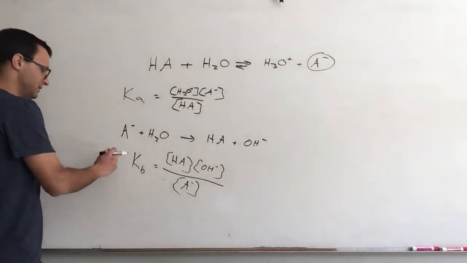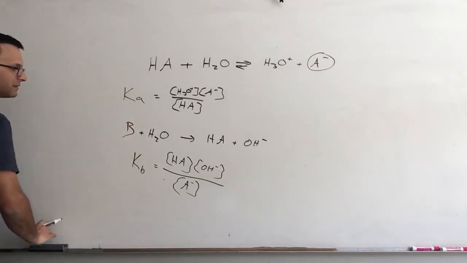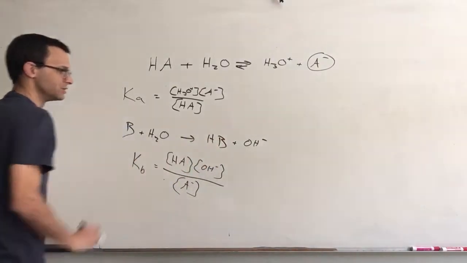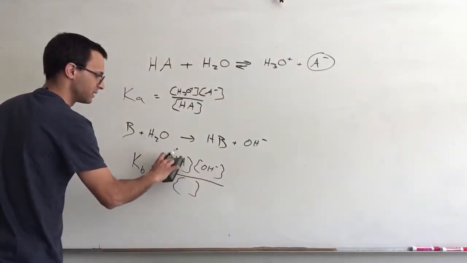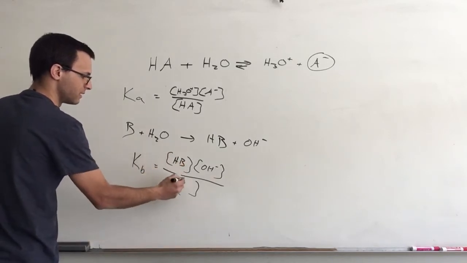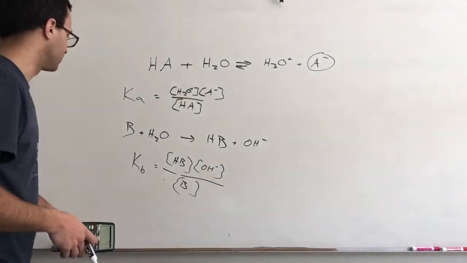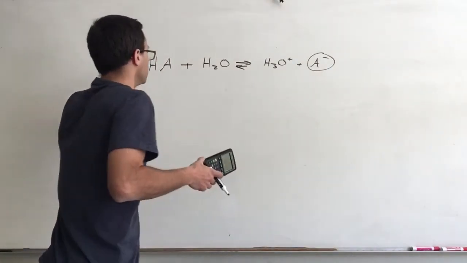You could also write this, for instance, as some base that is going to grab a hydrogen, and sometimes you can see it written like this. So you're doing your equilibrium problems similarly in both. All right, so those are the K values.